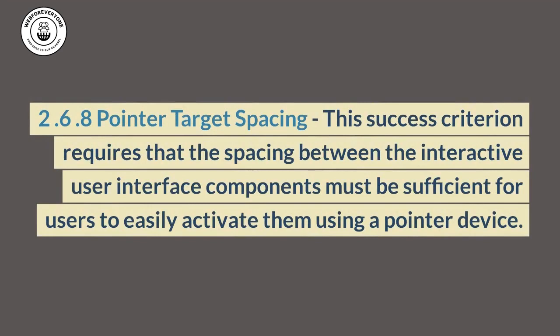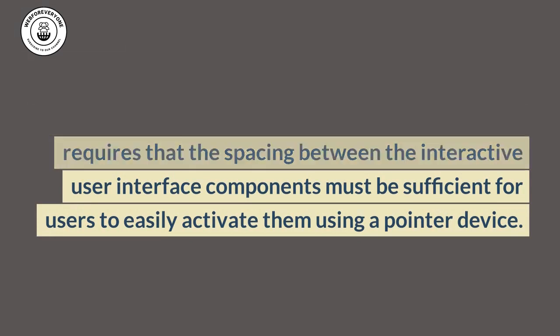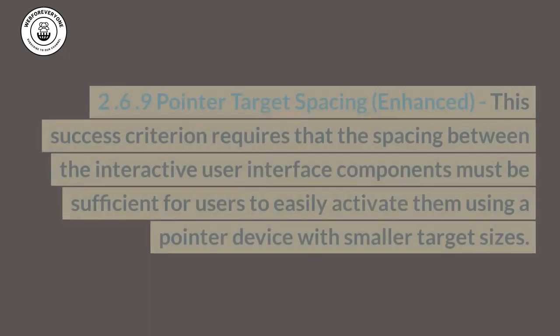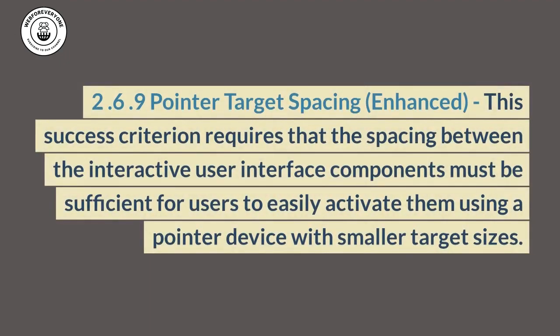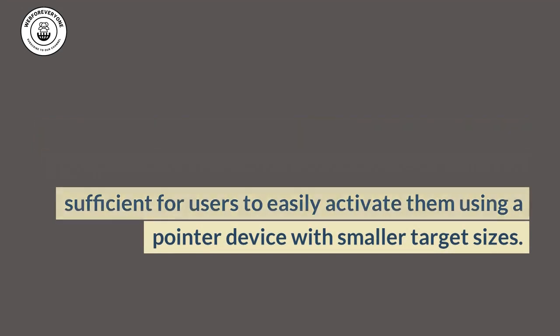2.6.8 Pointer Target Spacing. This success criterion requires that the spacing between the interactive user interface components must be sufficient for users to easily activate them using a pointer device. 2.6.9 Pointer Target Spacing, Enhanced. This success criterion requires that the spacing between the interactive user interface components must be sufficient for users to easily activate them using a pointer device with smaller target sizes.